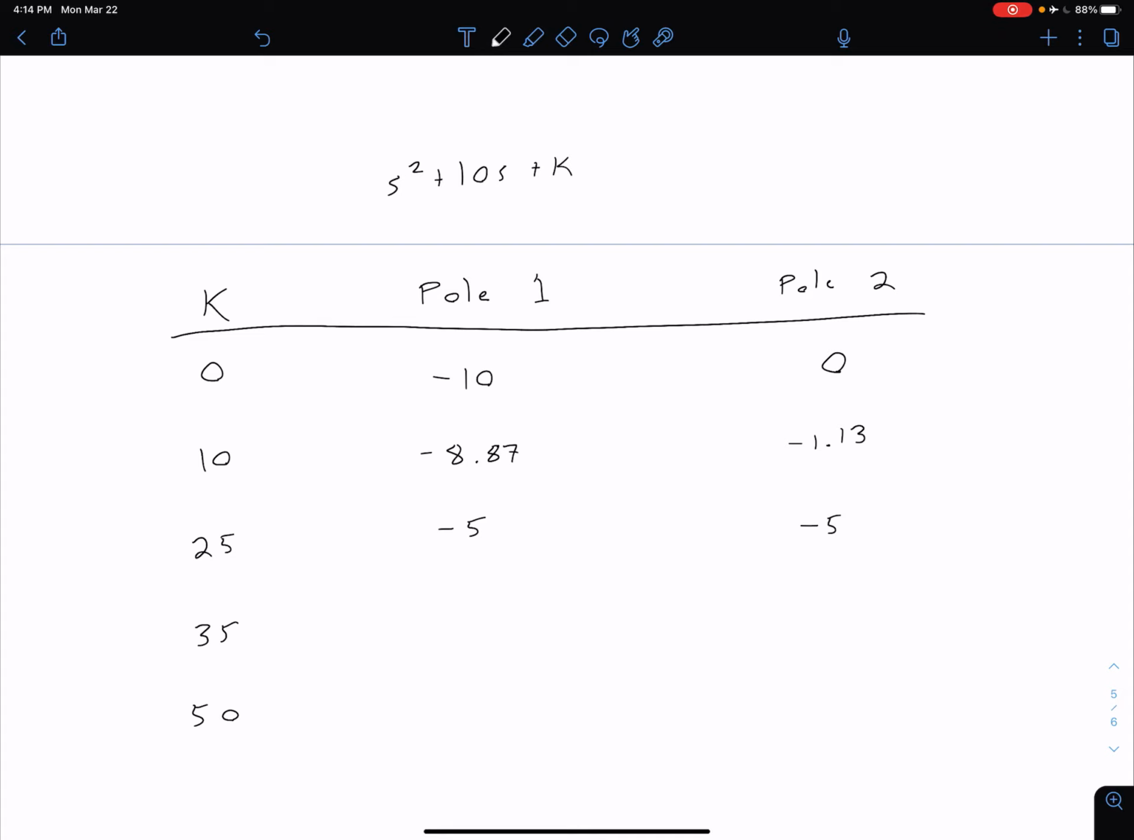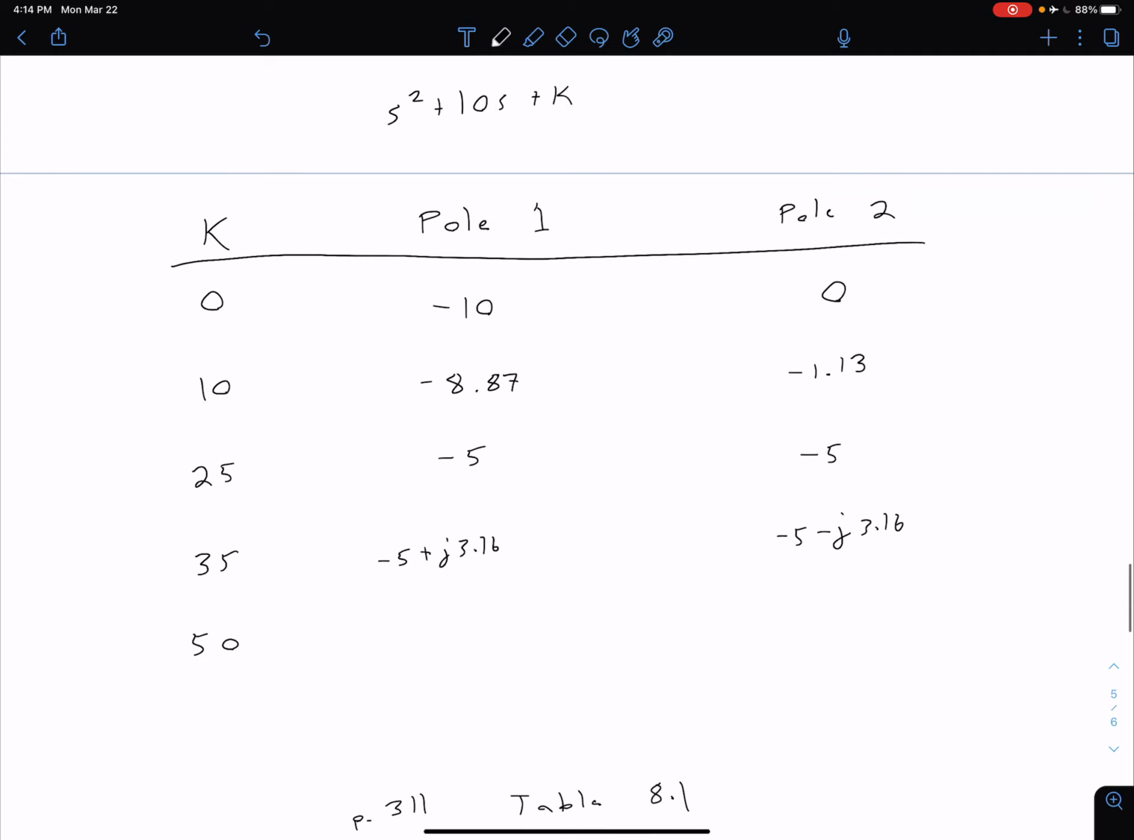Continuing to increase our gain, now at 35, we're going to have negative 5 plus j3.16 and negative 5 minus j3.16. So now we have a complex number for our two poles. And then the final entry we're going to consider here is negative 5 plus j5 and negative 5 minus j5.